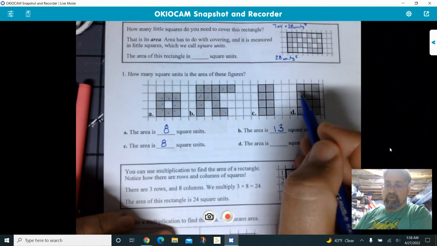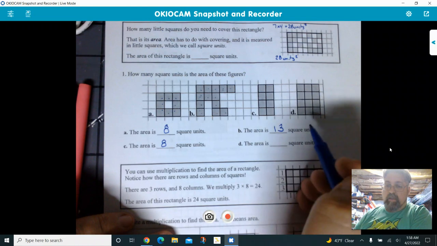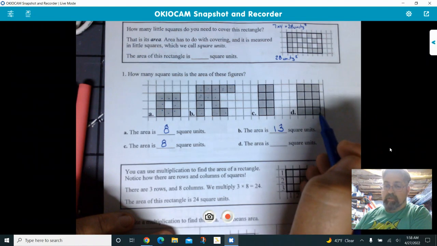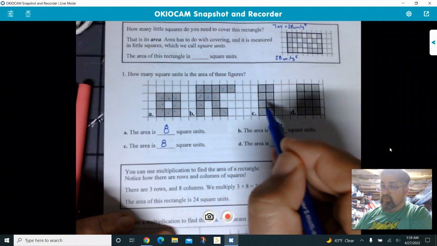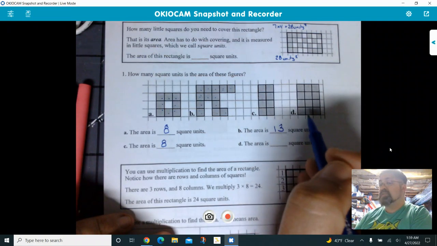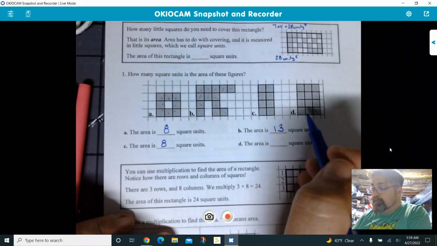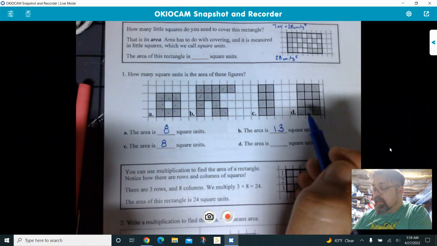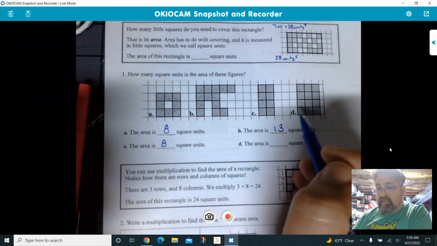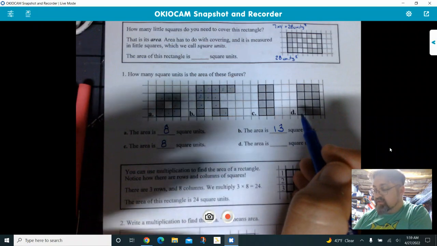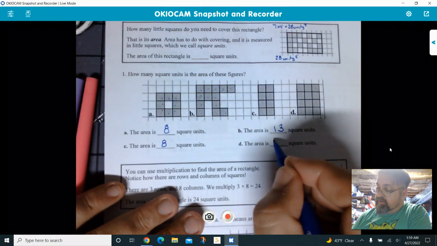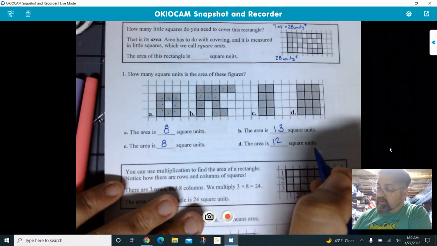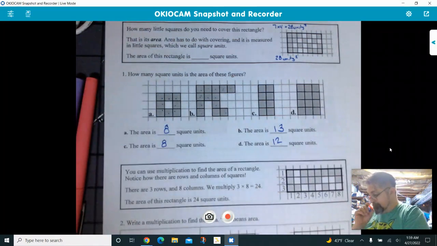Now letter D is 1, 2, 3, 4 by 1, 2, 3. 4 times 2 was 8. 4 times 3, add 4 more to it. 8, 9, 10, 11, 12. So there are 12 square units in letter D.